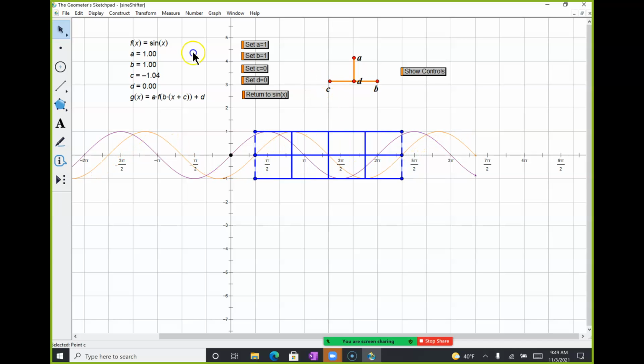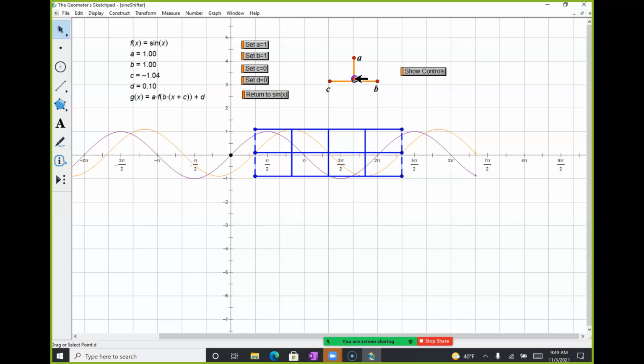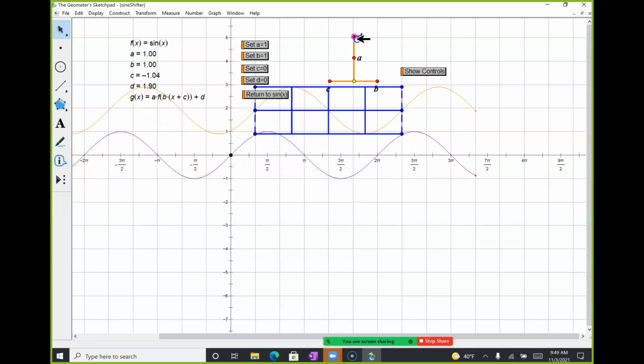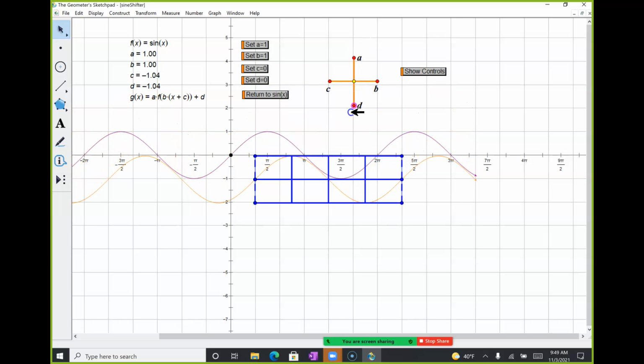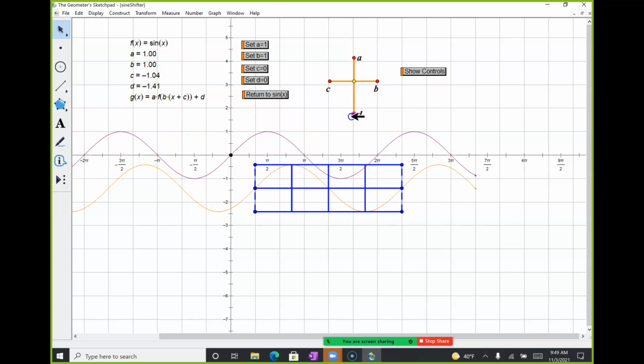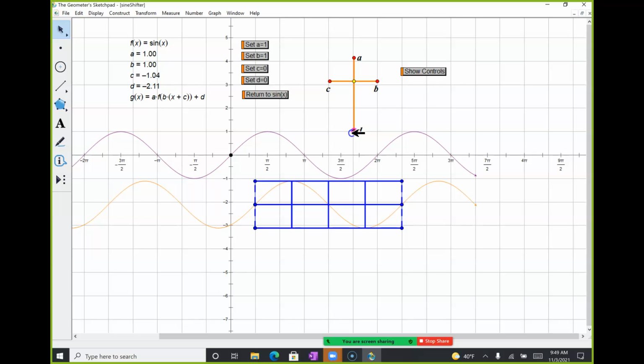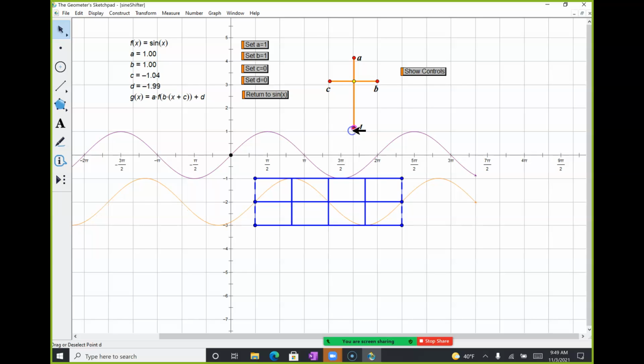And D, of course, is a direct. If I move D up, the whole box goes up. If I move D down, the whole box goes down. That's my midline, right? So right now my midline is about -2, and you can see that middle line in my rectangle is at a height of -2. Everybody with me?